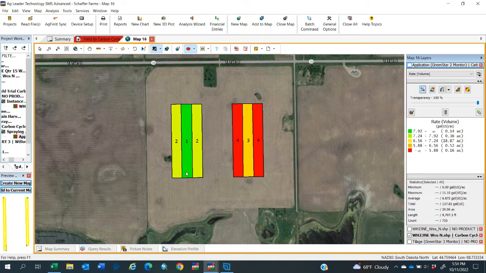This area one, carbon cycle. Area two, no carbon cycle, and there's on either side of area one. This is area three, carbon cycle. Area four is on either side of area three. Four does not have carbon cycle.